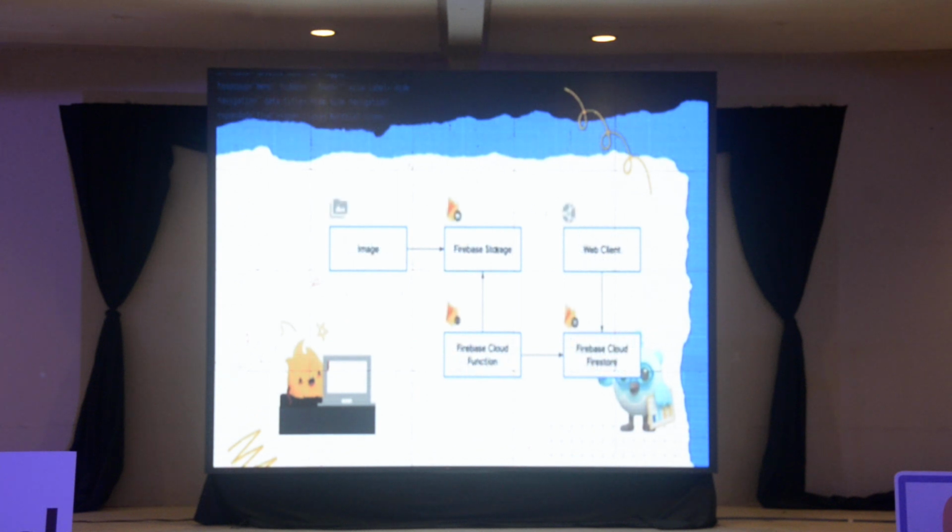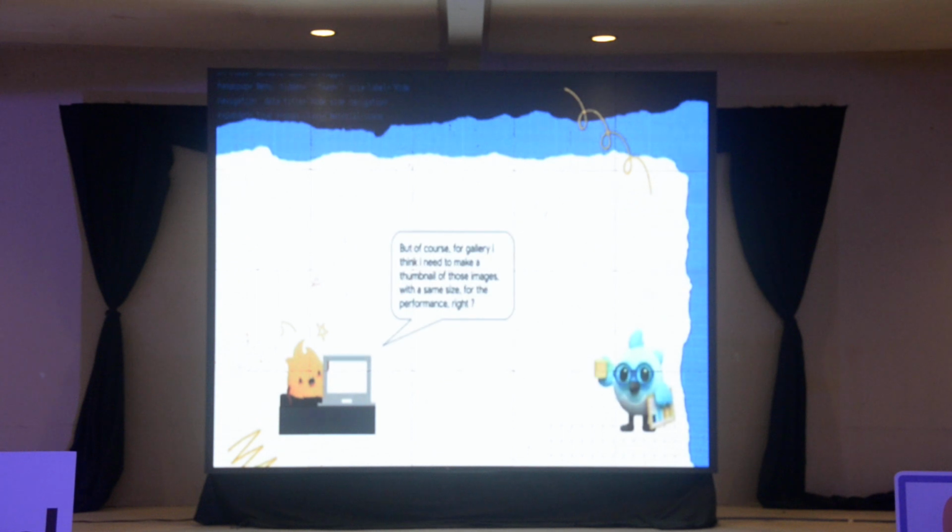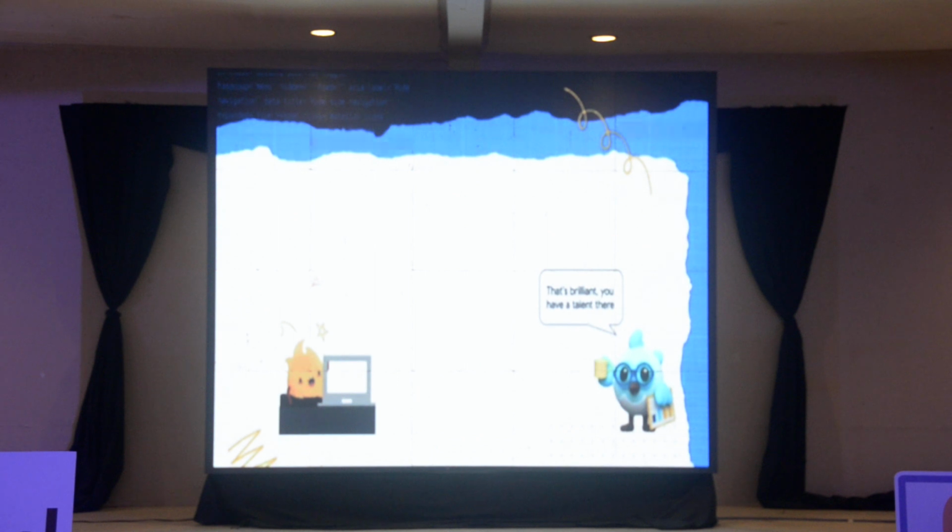With that architecture, we can use Firebase Storage for storing the images. And then you can use Firebase Cloud Functions, a Firebase feature that lets you run your code on the cloud, so that you can detect if there is any uploaded image in Firebase Storage. If there is, you can take the URL in Firebase and the web client can access that. Alright, that's pretty straightforward. Of course, for a gallery, I think I need to make thumbnails of those images with the same size for performance, right? And yes, I think that's correct. That's a good thing to think about in the architecture.